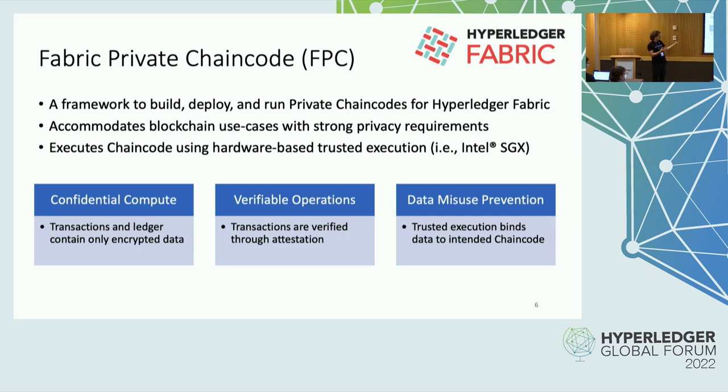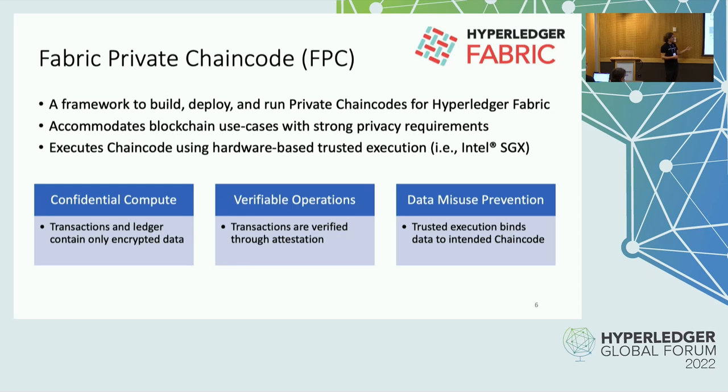By leveraging this technology for our smart contract, we get essentially three nice properties. The first one is confidential compute, where all the transactions and the ledger only contain encrypted data. And only the smart contract or chaincode running inside the trusted execution environment will get access to our data in clear. That means that the endorsing peer does not see the data in clear, only encrypted data.